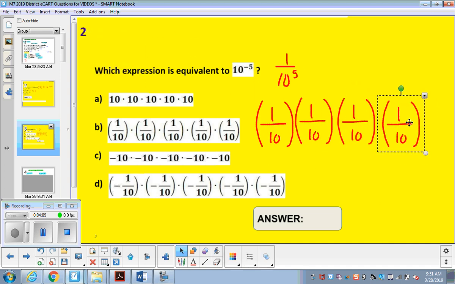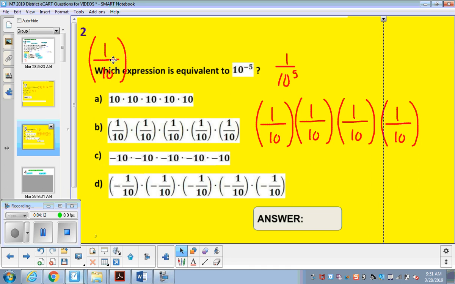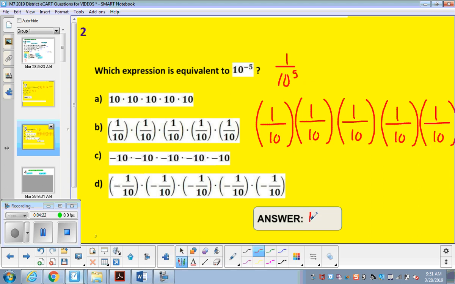And that's what answer choice B shows. That it's that 1 times 1 times 1 times 1 times 1 is the 1. And in the bottom here we have 10 times 10 times 10 times 10 times 10, which is the 10 to the 5th power. So this one we're going to be selecting B.